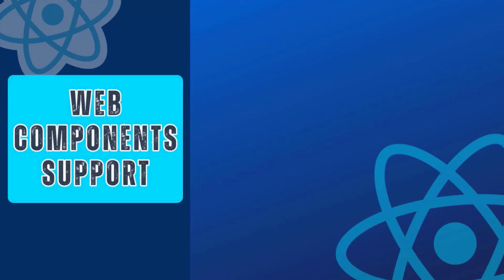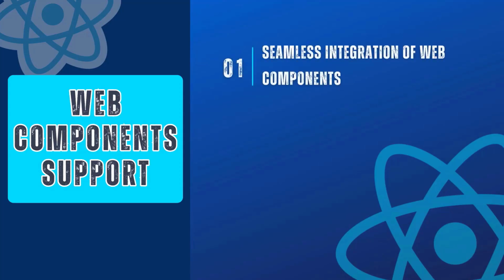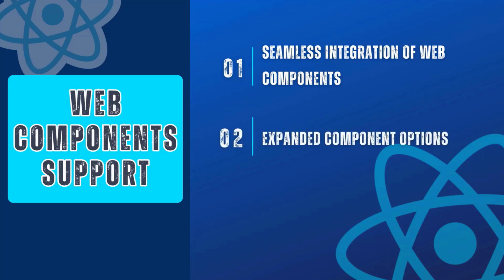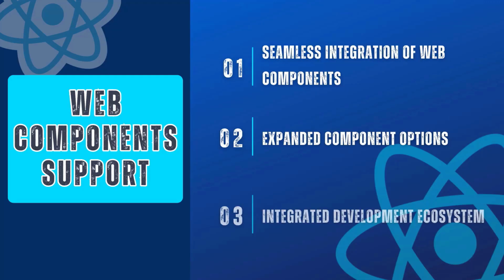React 19 now supports web components, allowing you to use existing web components in your React apps smoothly. React 19 makes it easier to integrate and use existing web components within your React applications, promoting reuse and compatibility. By supporting web components, React 19 extends the range of components available for use, allowing you to include third-party elements easily. This support encourages a more consistent development environment where React and web components can coexist and complement each other.